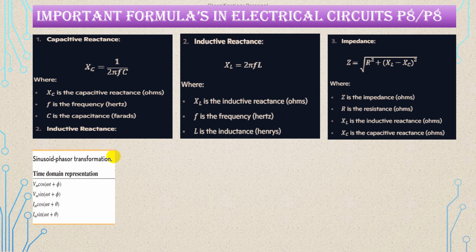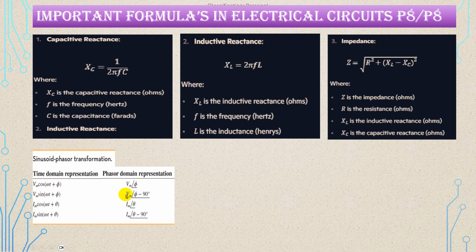not in the sinusoid form, because the sinusoid form has sine and cosine terms, and integration and derivation is very difficult. So in phasor form, there is no sine and cos term. So directly we can calculate with complex values. Vm cos(omega t plus phi) is transformed to the phasor domain as Vm at angle phi, where Vm is the magnitude and phi is the angle.